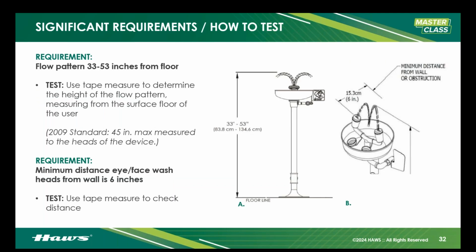Now the flow pattern itself, the top of the water pattern has to be 33 to 53 inches from the floor. This is very easy to measure. Just take your tape measure, measure from the floor line to the top of the water. This ensures we're not bending over, stooping too low to utilize the equipment, and we're not standing on our tippy toes to align our eyes with the equipment. It's well within an easily usable distance. It also helps control uncontrolled or injurious flows too, and makes that non-compliant as well.